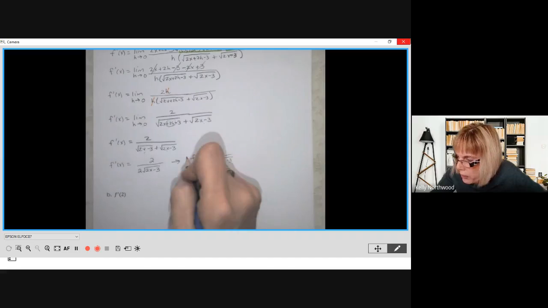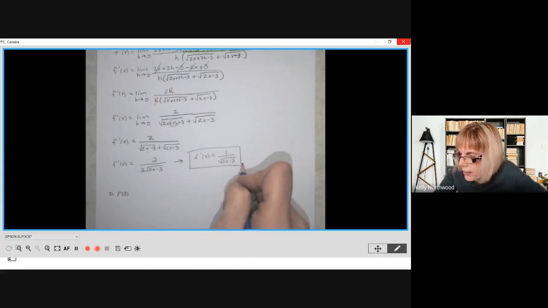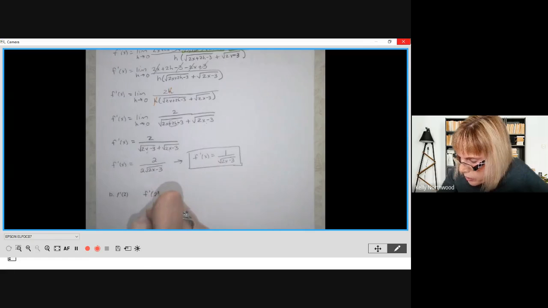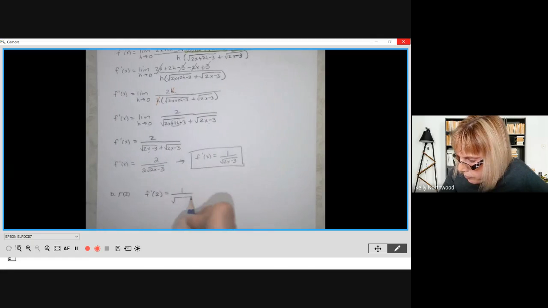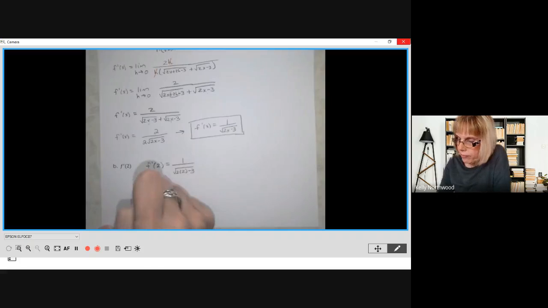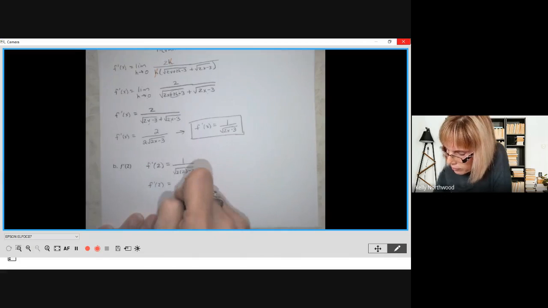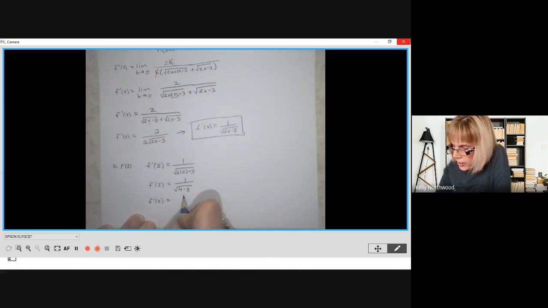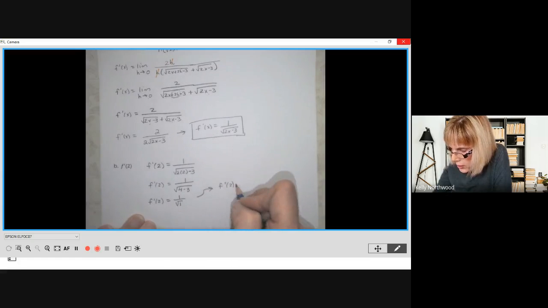Okay, so we answered the first part. We've got f prime at x. The second part wants us to find f prime at 2. So we take our f prime at x formula, replace x with 2. So that's 1 over the square root of 1, which is just 1.